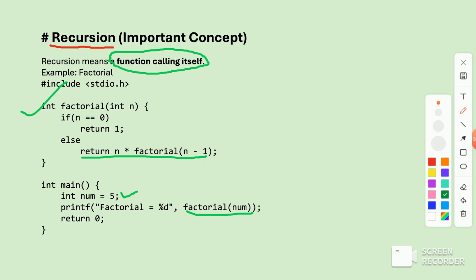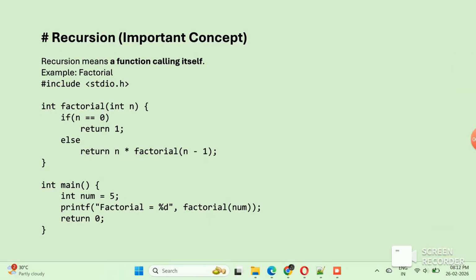If we send 5, it will be 5 times factorial of 4, so it returns to the function. Here the function is calling itself, right? So this is a recursive function. This is an example of a recursive function. So this is all about functions. The next topic is arrays in C programming.